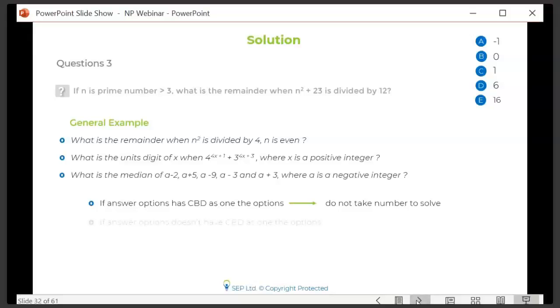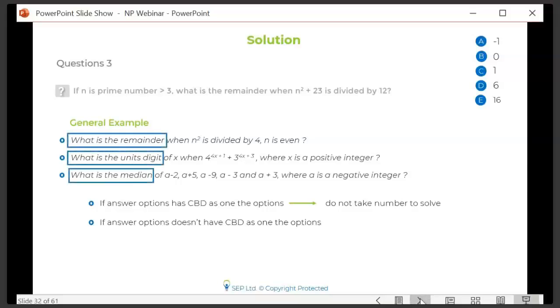Now, let's say "cannot be determined" is not in the answer options. Like in this case, I have 5 different options, right? Then in that case, look at the question stem carefully. Notice that in questions like these, where it is given what is the remainder, what is the unit digit, or what is the median, this clearly indicates that I will definitely get some answer. The answer will come. It has to come because they are asking for a definite answer, and "cannot be determined" is not there in the answer options. So I'll get some answer.